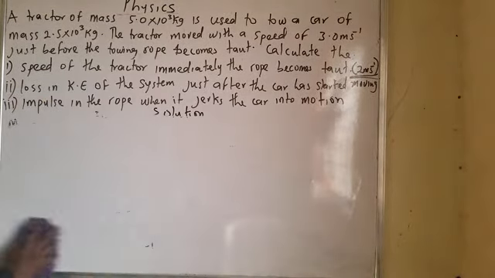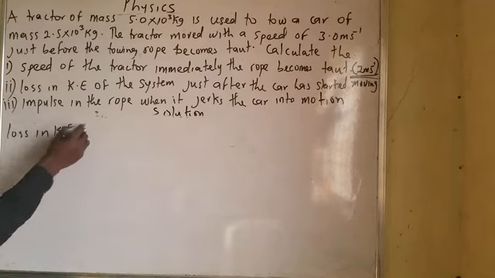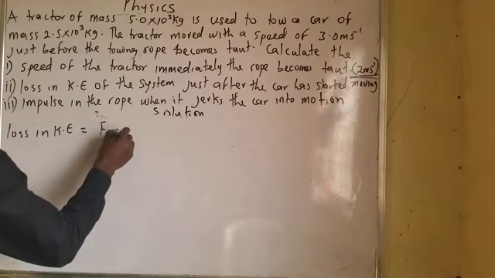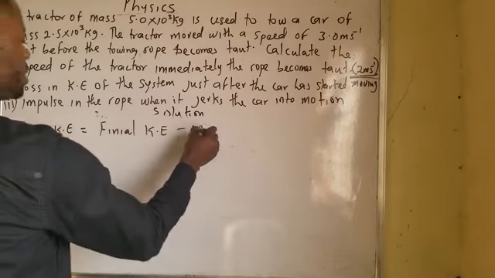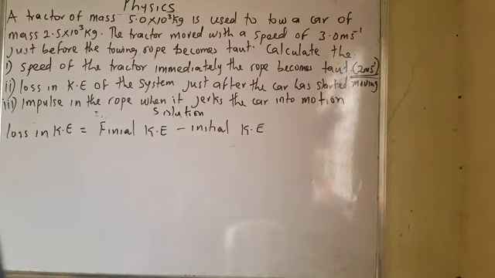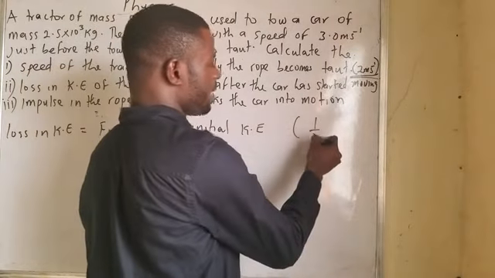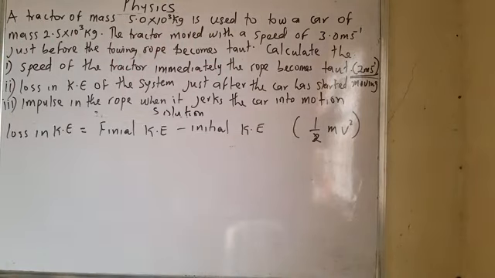Now, that is the first one, which is 2 meters per second. We're talking about the loss of kinetic energy. Loss in kinetic energy will be equal to final kinetic energy minus initial kinetic energy. That is how to find loss of kinetic energy. Now, I want you to know that kinetic energy is always equal to 1/2 mv squared. Please take note of that. This is my kinetic energy formula.